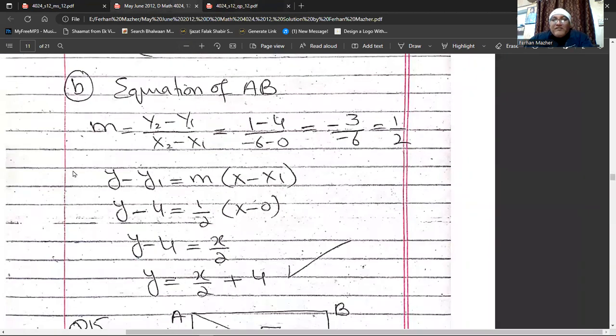Okay, so first of all, we will find the gradient, which is y2 minus y1 divided by x2 minus x1. That will be (1 minus 4) divided by (-6 minus 0). It will be -3 by -6, so it will be 1 by 2.